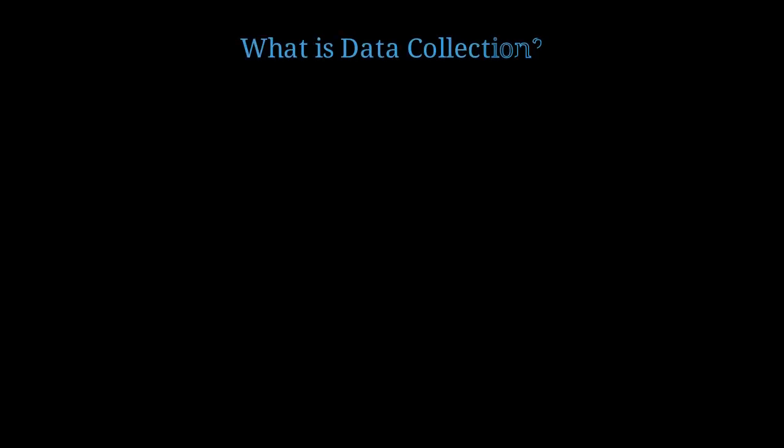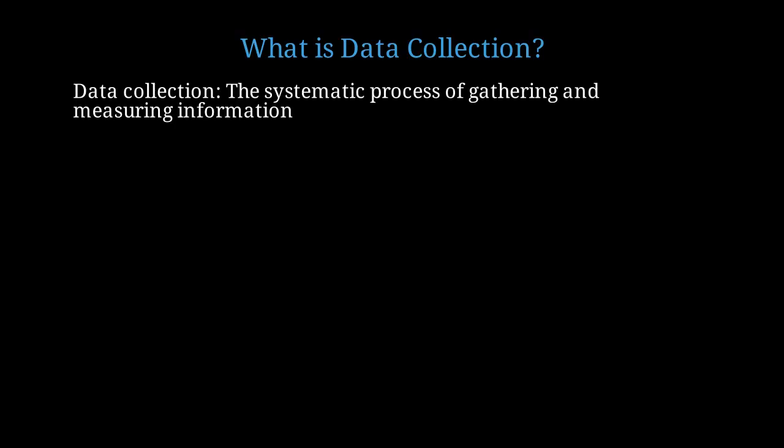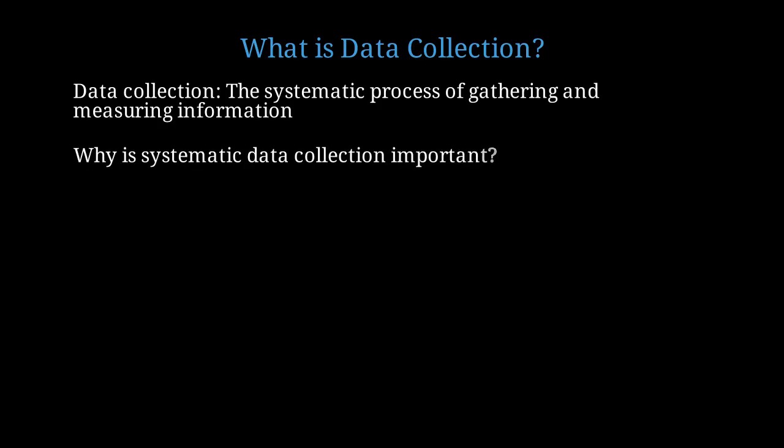First, let's understand what data collection actually means in science. Data collection is the systematic process of gathering and measuring information on variables of interest. It allows you to answer research questions, test hypotheses, and evaluate outcomes. Why do we need to be systematic? Because random, careless data collection leads to unreliable results that nobody can trust or reproduce.